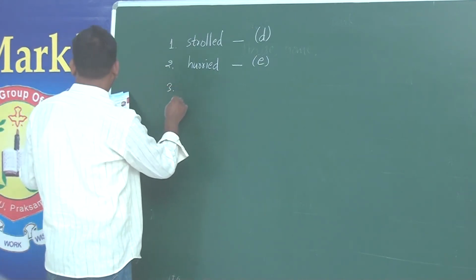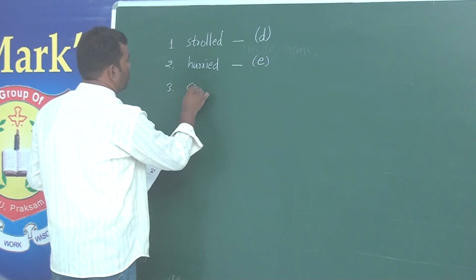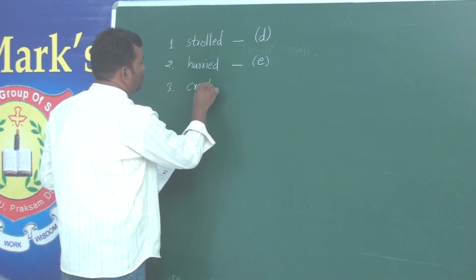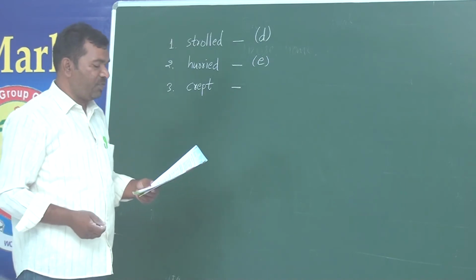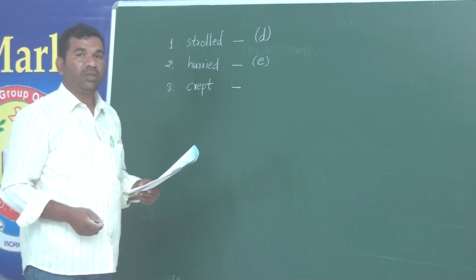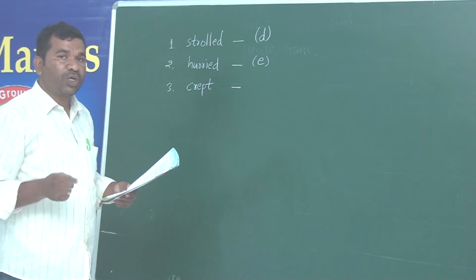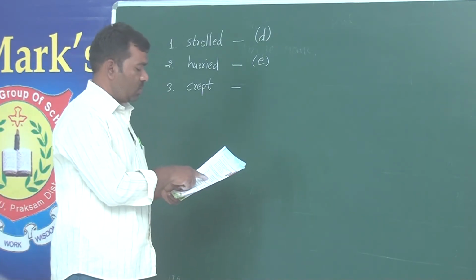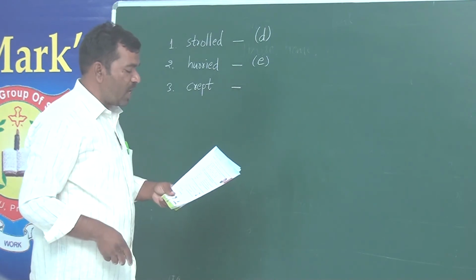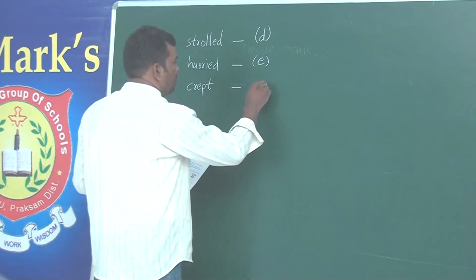Third one, crept. Crept means going secretly without anyone's notice. Move slowly and quietly to avoid being noticed. C.